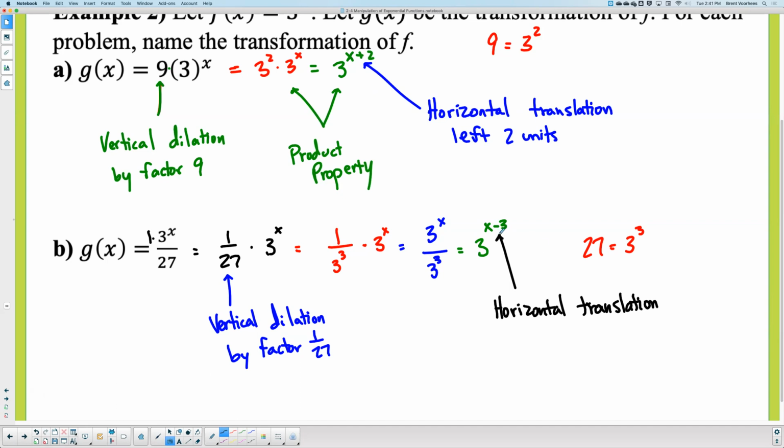Which way would it move? Left or right 3 units? Right 3 units. Feel like we've hammered these in a million times over already?